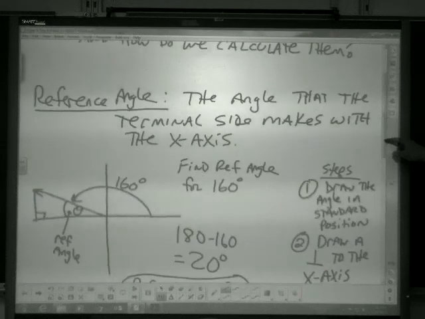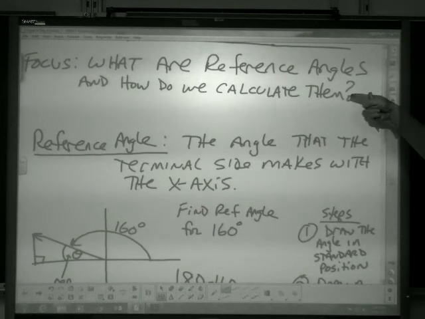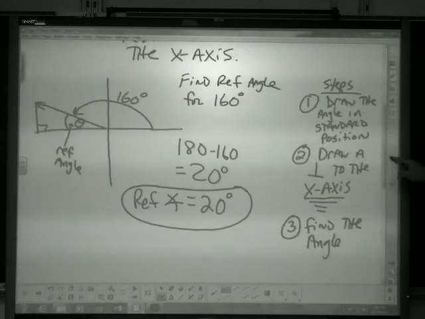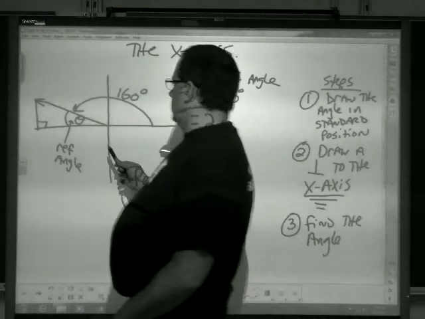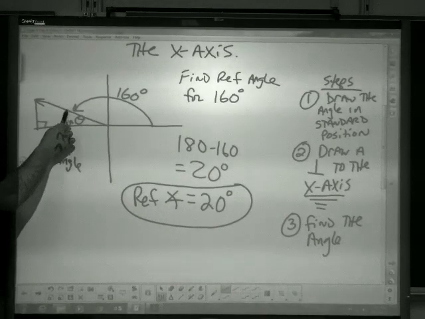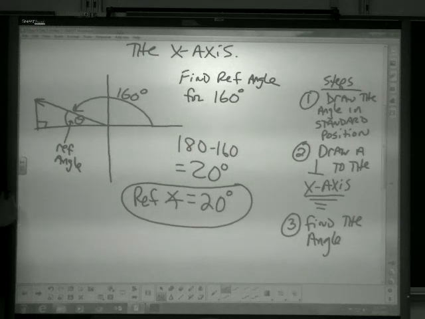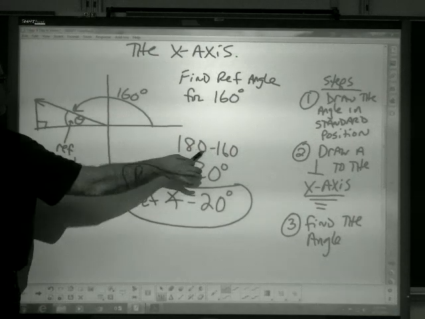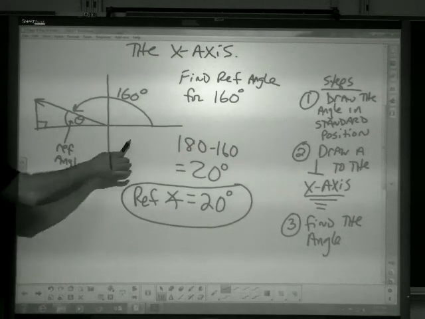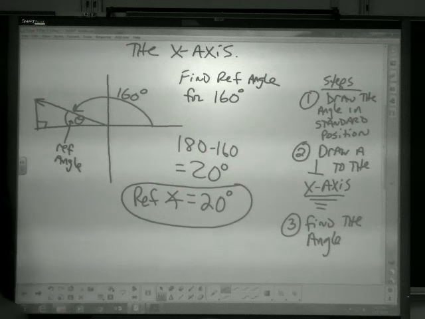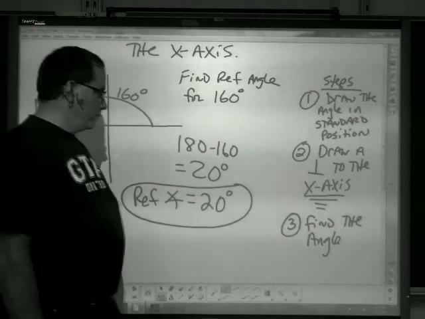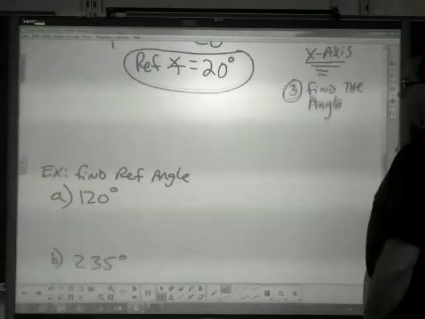So, focus. What is it and how do we calculate them? It's the angle that we get between the terminal side and the x-axis, and we calculate it by working out how far off it is from 180, or if it's over here, we'll work out how far it is off of 360. Let's try looking at a few.